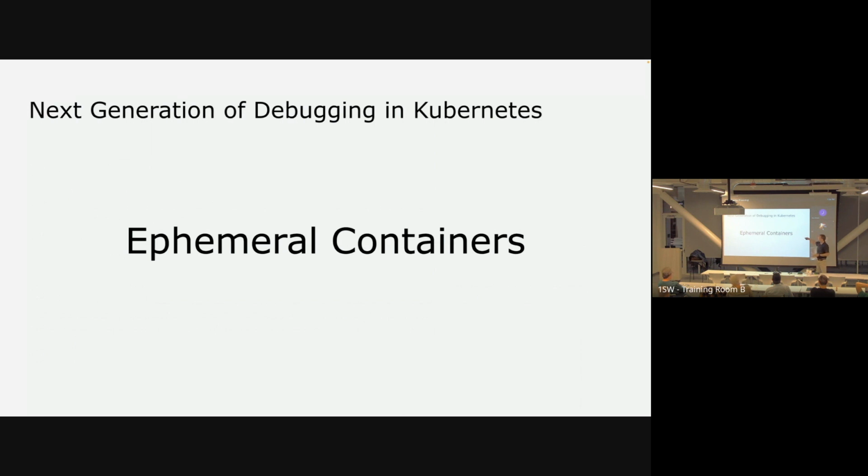Now, this is not a new thing. It's new for some that aren't looking at the newest thing. It was actually introduced in a very primitive form in 1.16. It became beta in 1.23, and in version 1.25 of Kubernetes, it is now stable, meaning turned on by default, meaning you can use it if you have permission to do it. Now, what are ephemeral containers?